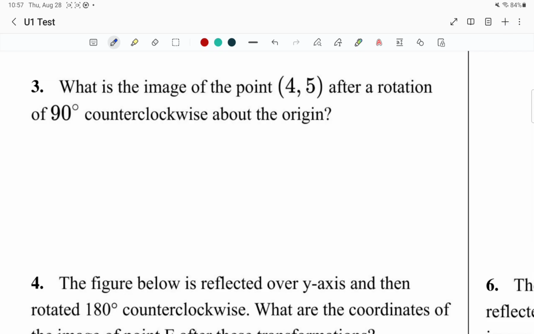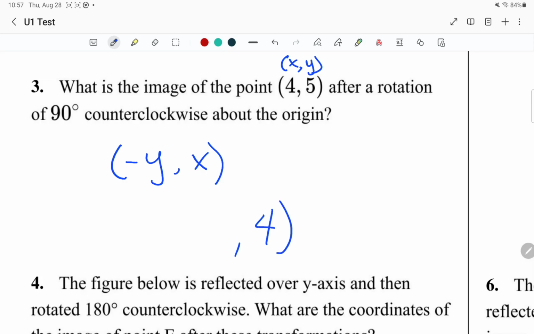The image of the point 4, 5 after a rotation of 90 degrees counterclockwise about the origin. I've got my rules here in front of me, and you should too. 4, 5, 90 degrees counterclockwise. The rule looks like this. It's -y, x. So that means if I'm starting with my normal x, y, x moves to the back. So we're going to put 4 in the back. And the 5 is going to move to the front, and it's going to change sign. So we're going to go from 4, 5 to -5, 4.